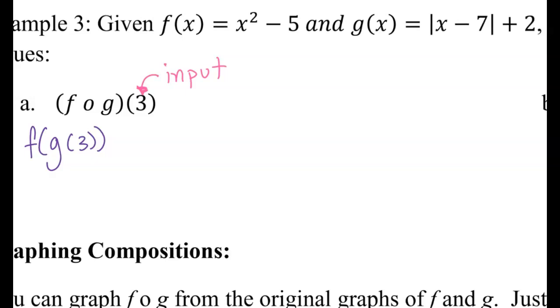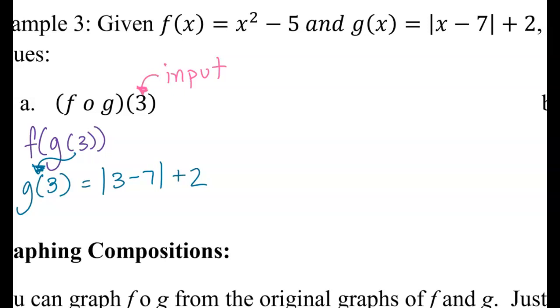So first thing I need to do is figure out what g of x is equal to when x is 3. So I'm going to do g of 3. So instead of writing x in g of x, I'm now writing 3. I'm inputting 3. And what is this? What is the absolute value of 3 minus 7?